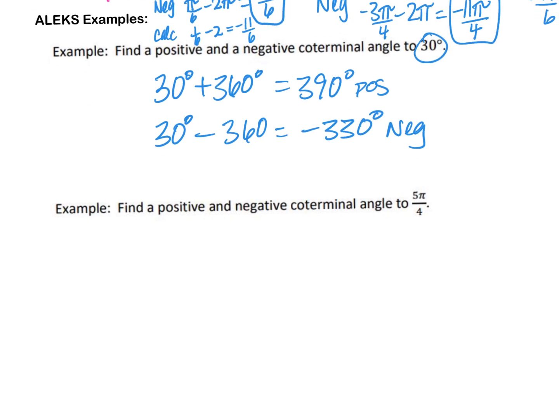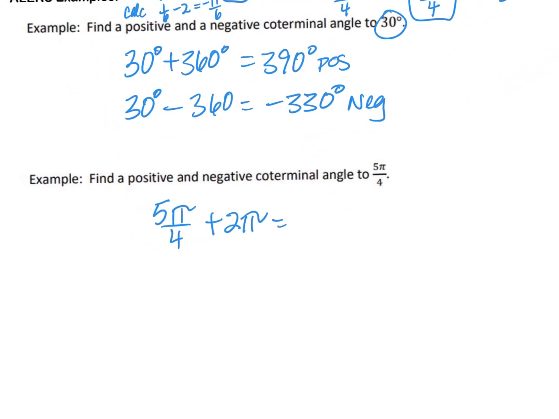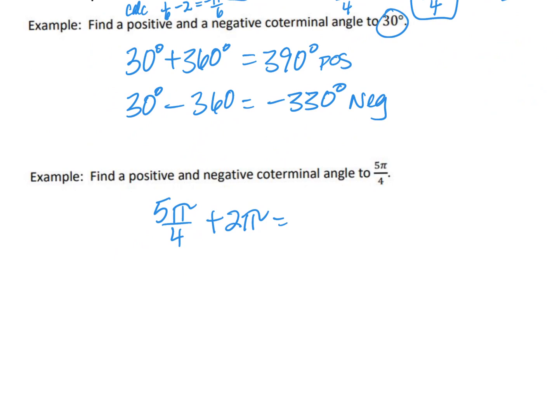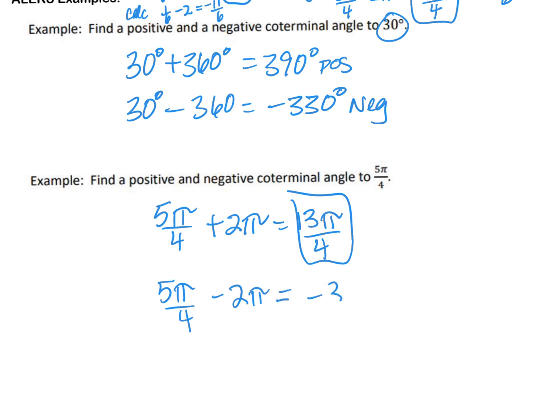We're going to do 5 pi over 4. We're going to find a positive one by adding 2 pi. And we just did that over here on the top. Oh no, we had 5 pi over 6, sorry. So we're going to put this into the calculator and we're going to end up getting 13 pi over 4. And then we're going to do 5 pi over 4 minus 2 pi. And you're going to get negative 3 pi over 4. And that's how you do these.